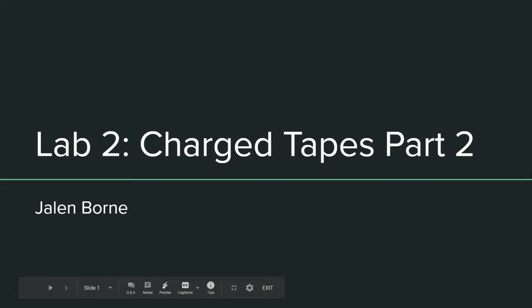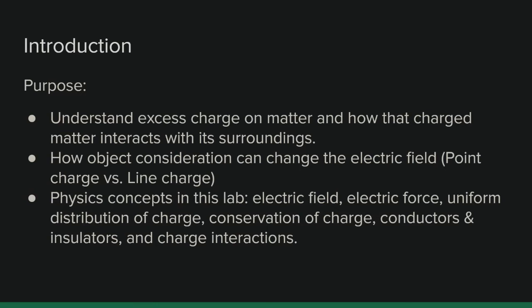This is my presentation on Lab 2 on charge tapes part 2. The main purpose of this lab is to understand excess charge on matter and how that charged matter interacts with surroundings. The main thing that changes with this lab is that we also consider how object consideration can change the electric field. So we'll be talking about point charges versus line charges and their effects on the electric field.